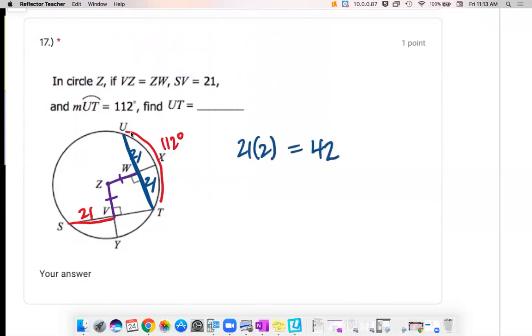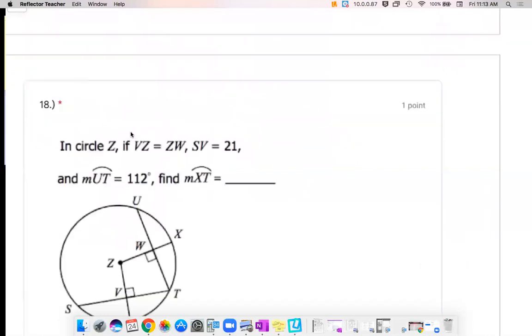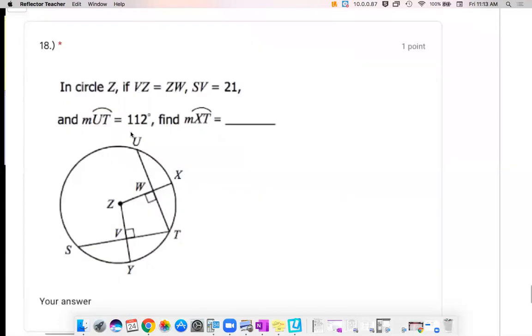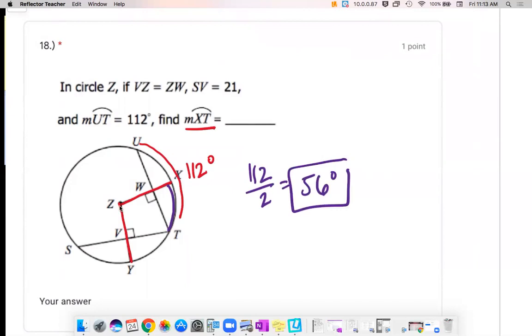Okay, and then the last question. So same thing, let's see. So we know the chords and the arcs are congruent and that these two radii are splitting the chords and the arcs in half. So if you know this whole measure of UT is 112 degrees and you want to find just the measure of XT, so just this, we do 112 divided by 2, and you get that the measure of XT is 56 degrees. So just know that whenever these are perpendicular and the same distance, so they did give us again that those are congruent, it cuts the chords and the arcs in half, and they're also congruent chords and arcs.